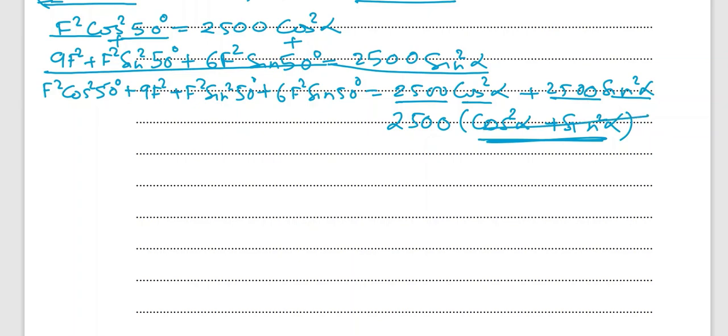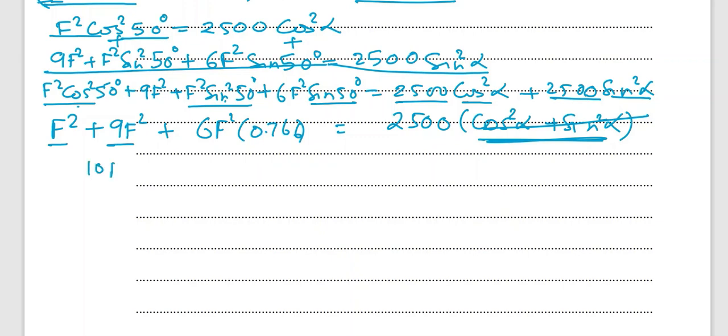So alpha, we got rid of. Similarly here, f squared cos squared 50 and f squared sine squared 50, they are adding, it will be 1, so we are just left with f squared. Then we have 9f squared, and then we have 6f squared times sine 50. Let's see what sine 50 is: 0.766. And f squared plus 9f squared will be 10f squared, and 6 times 0.766 will be 4.6.